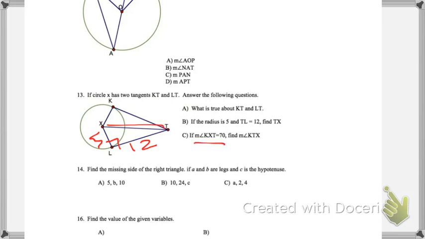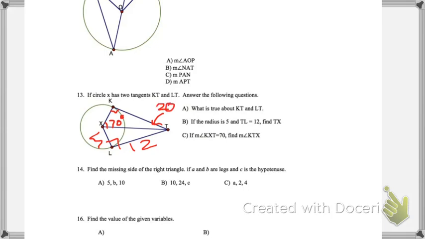Last one, KXT is 70. So KXT is this angle right there, 70 degrees. Remember, that's an angle. And if that's 70 degrees, and we know this is 90 in the corner by K, then we can just do a little subtraction or addition, however you look at it. Either way, you know the three angles add to 180 degrees. And this last angle then has to be 20 degrees.